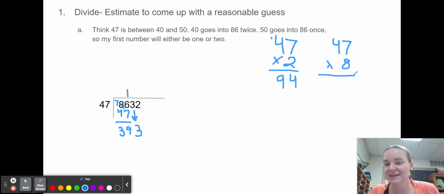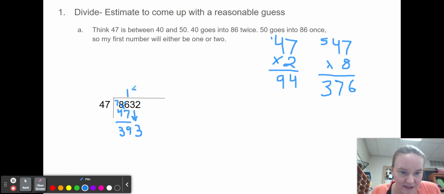All right, let's multiply. I'm going to take 47 times 8. 8 times 7 is 56. Write the 6, carry the 5. 8 times 4 is 32, plus 5 is 37. So I have 376. I put my 8 right above the 3 because I brought down the 3. So I'm going to put 376. Please do this problem with me in your math journals.